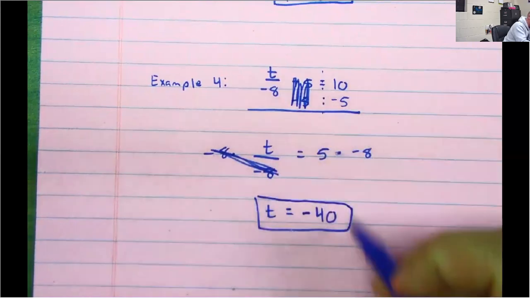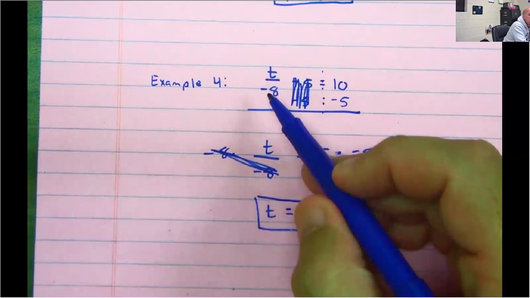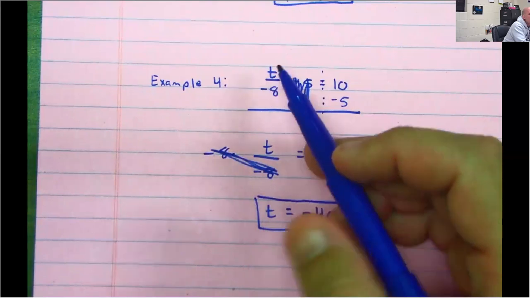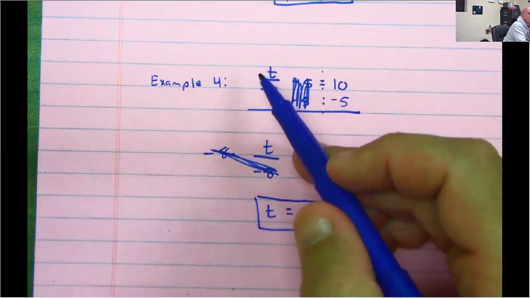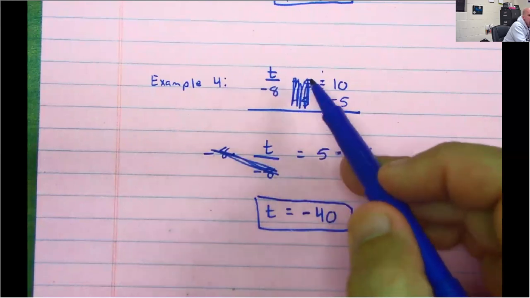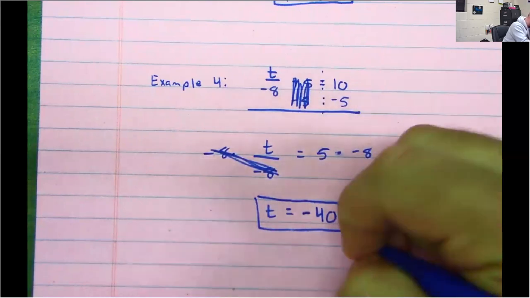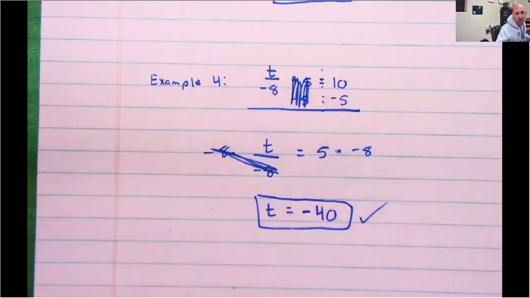Again, let's just double check, plug it in. -40 divided by -8. Notice the signs were the same when you were dividing, so that would make the answer positive. 40 divided by 8 is 5. 5 plus 5 is 10. It works. Again, all I did was plug in my answer to double check my work.